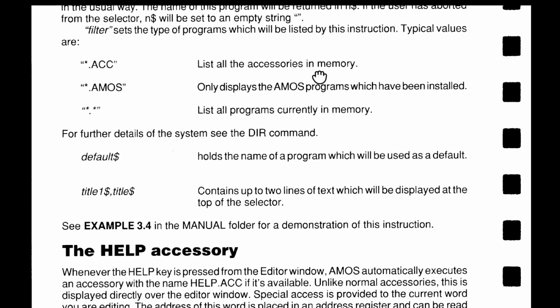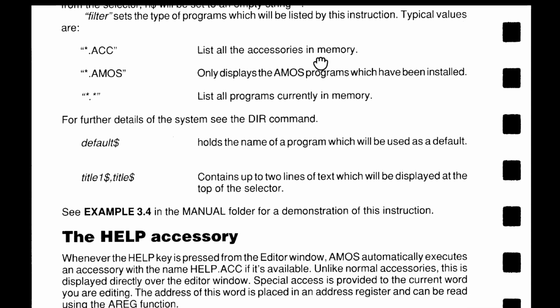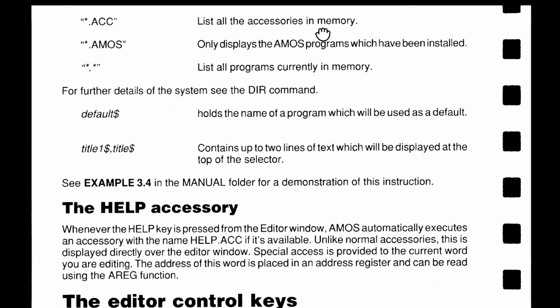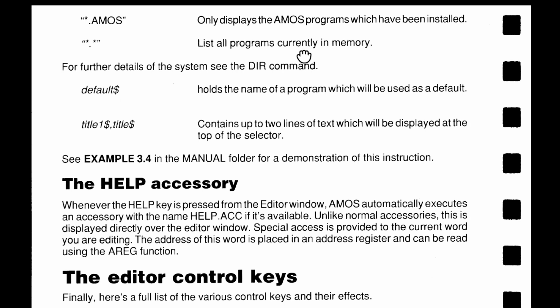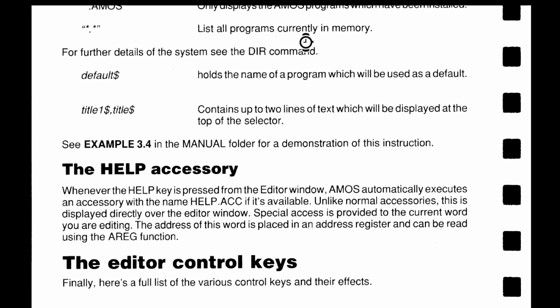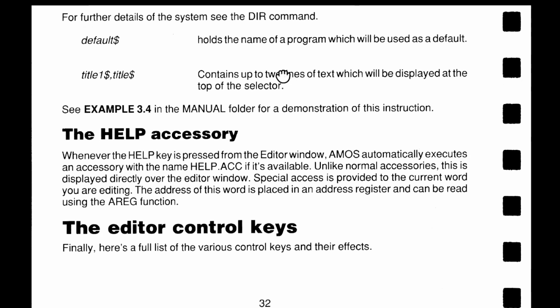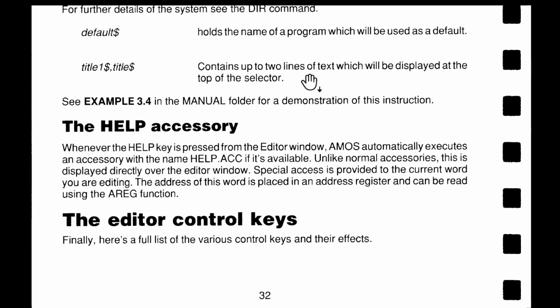Filter sets the type of programs which will be listed by this instruction. Typical values are .acc, list all the accessories in memory. .amos only displays the AMOS programs which have been installed. Star lists all programs currently in memory. For further details of the system, see the dir command. Default dollar holds the name of a program which will be used as a default. Title 1 dollar and title 2 dollar contain up to two lines of text which will be displayed at the top of the selector. See example 3.4 in the manual folder for a demonstration of this instruction.